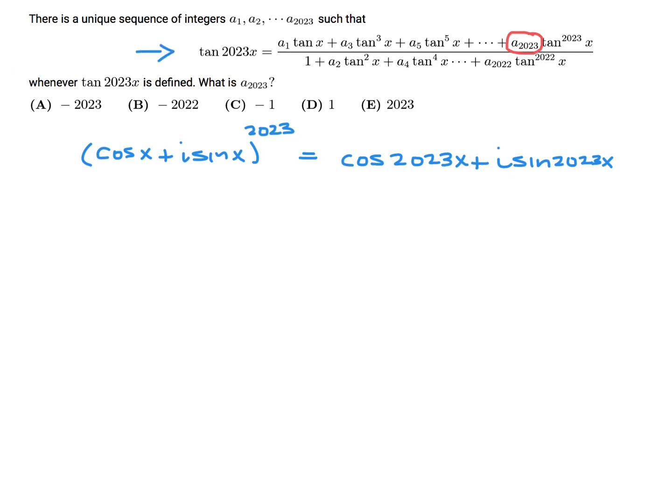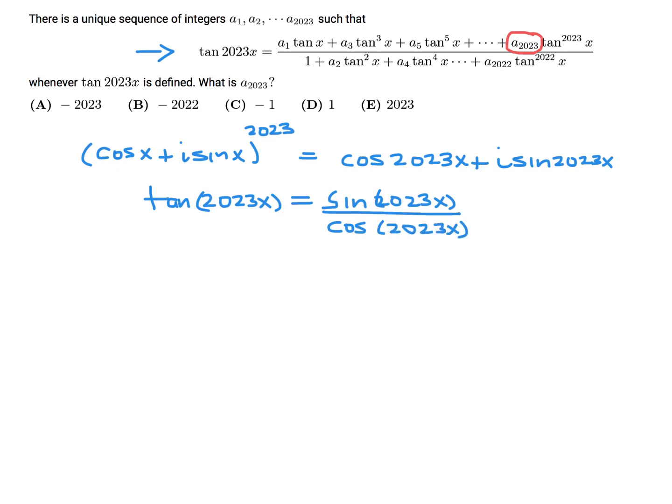and then we can see what the coefficient is. Okay, so recall, as probably every one of you knows, that the tan of anything is the equivalent of the cos, or sorry, the sine of something over the cos of that same thing. So in this case, it would be 2023x.